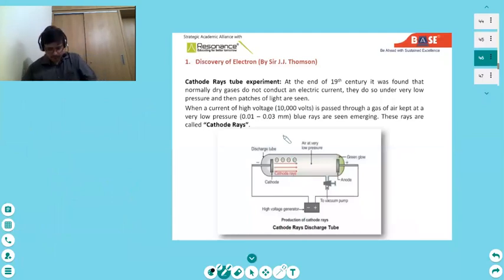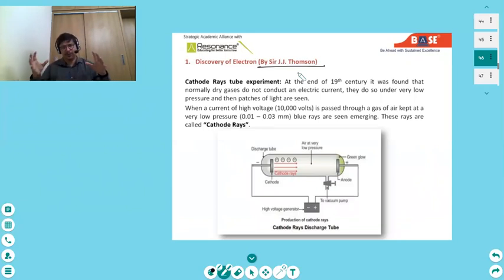So Mr. John Dalton tells that atom is neutral. I agree. So Mr. J.J. Thomson, rather Sir J.J. Thomson, he belonged to Britain. He thought that inside atom, maybe something is there. And he thought to conduct some type of experiment.